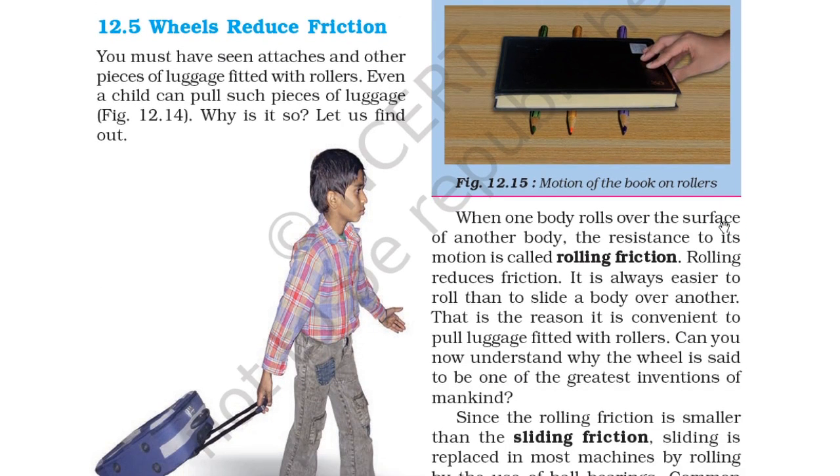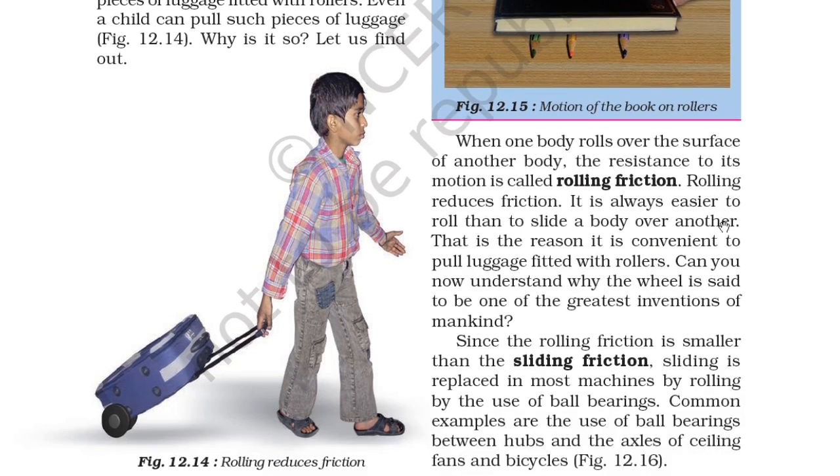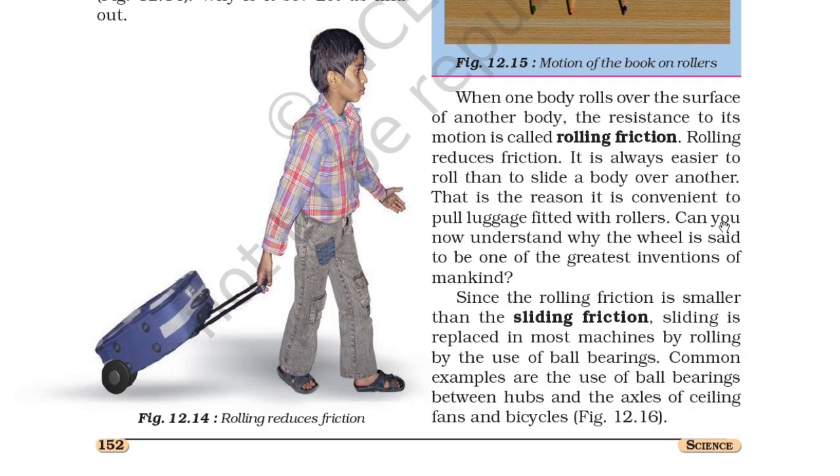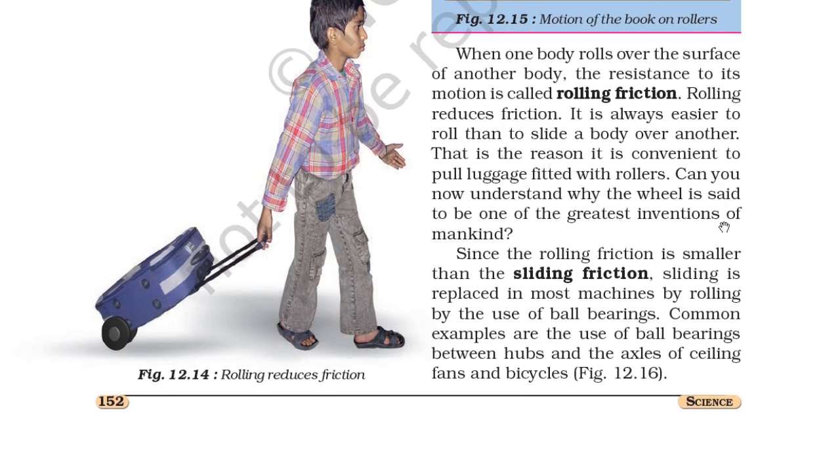When one body rolls over the surface of another body, the resistance to its motion is called rolling friction. Rolling reduces friction. It is always easier to roll than to slide a body over another. That is the reason it is convenient to pull luggage fitted with rollers. Can you now understand why the wheel is said to be one of the greatest inventions of mankind?